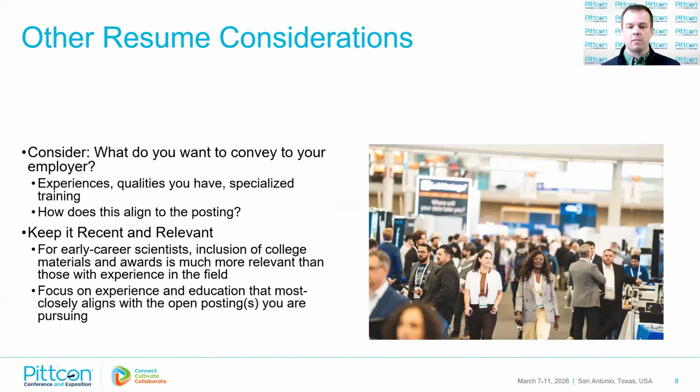Some considerations here. What do you want to convey to your employer? Take a look at the job listing that is present and consider which experiences you have, qualities you have, or specialized training you have that have a good selling point for where you're trying to go. How does this align to the posting? Also, make sure to keep things recent and relevant. For early career scientists, you may include college materials and awards that will become much less relevant as you get further from your college experience. So make sure to focus on the experience and education that closely aligns with the open postings and is the most current.